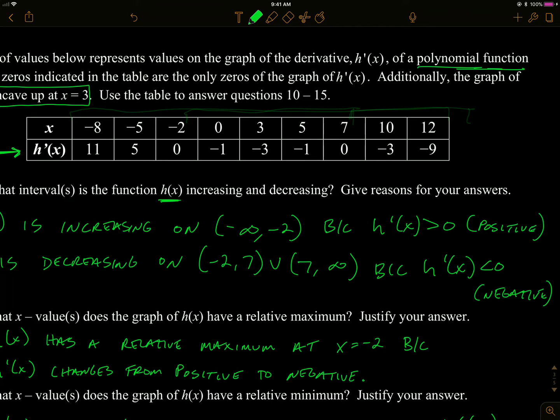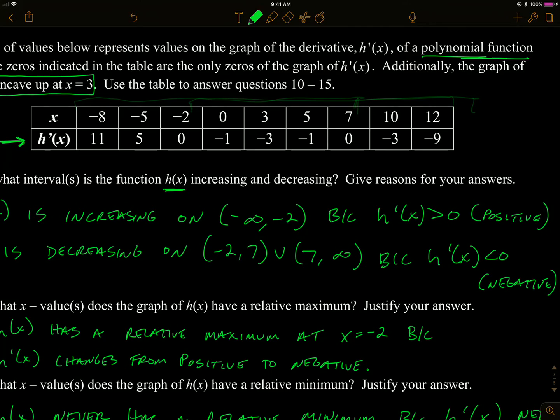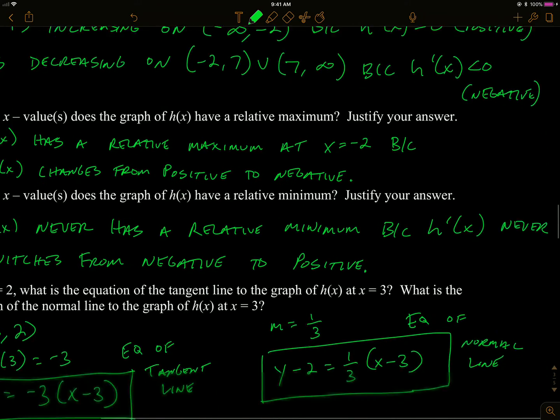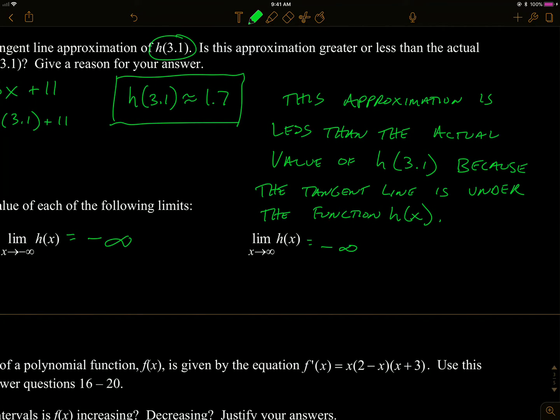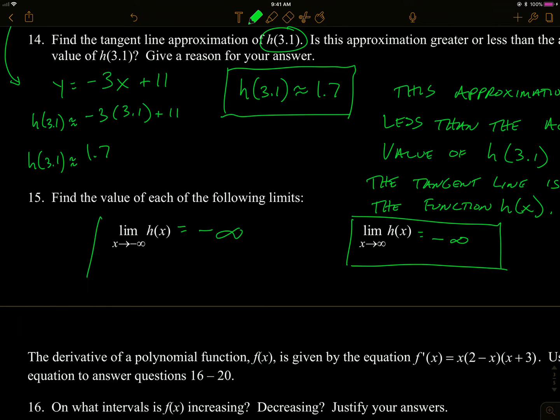Now, on the other side, as x approaches infinity, h prime is negative and it's becoming a bigger and bigger negative, which means if h prime is negative, the function's decreasing, and it just keeps decreasing and decreasing the further out you move for x. So that one's also going to be approaching negative infinity. So that's how you can interpret those values.